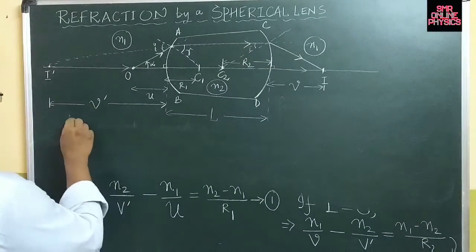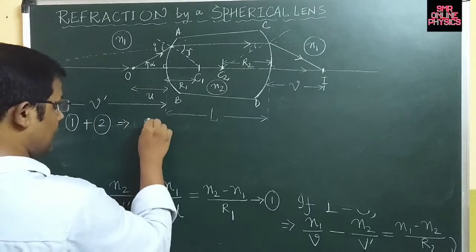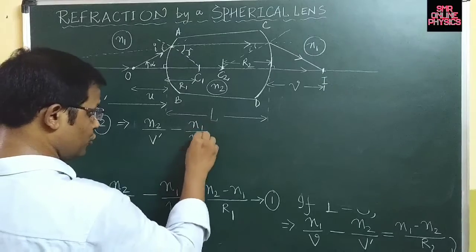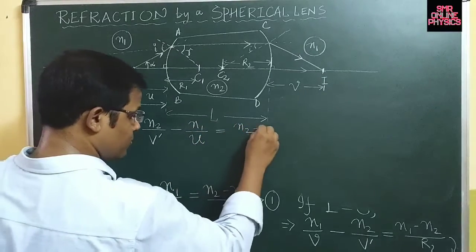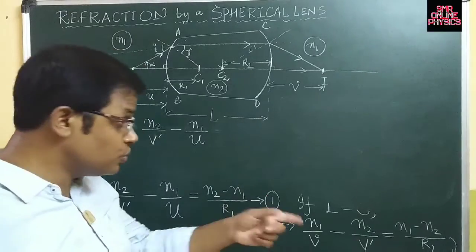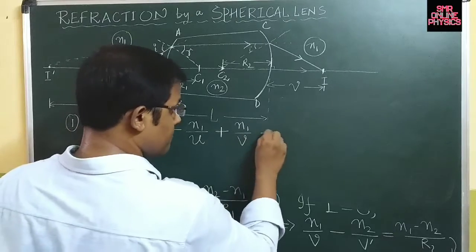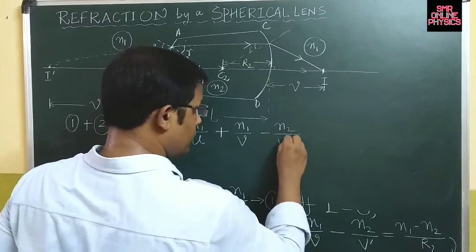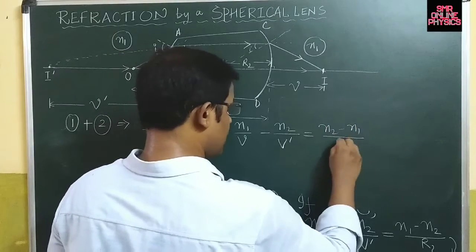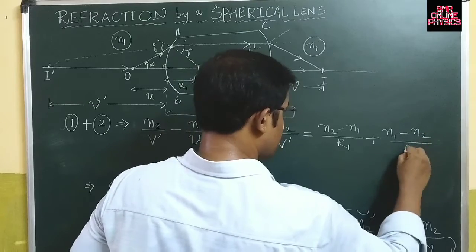Yeah. So adding equation 1 with equation 2, we should be getting N2 by V prime minus N1 by U should be equal to N2 minus N1 by R1. Sorry, I need to add equation 2. Plus N1 by V minus N2 by V prime should be equal to N2 minus N1 by R1, plus N1 minus N2 by R2.